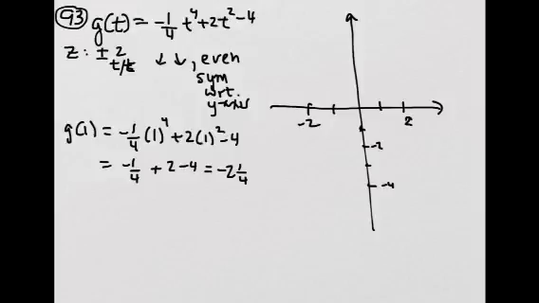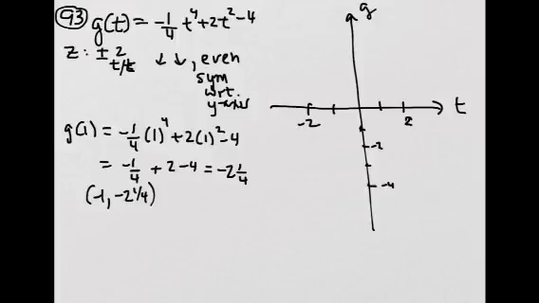Let me just change here. I'm so used to using x and y, but this is actually t and g. I've already gone ahead and did g of 1 and simplified it, so I evaluated it and got negative 2 1/4. So without doing any more work, I know that negative 1 is also going to give me negative 2 1/4 because the function is even.